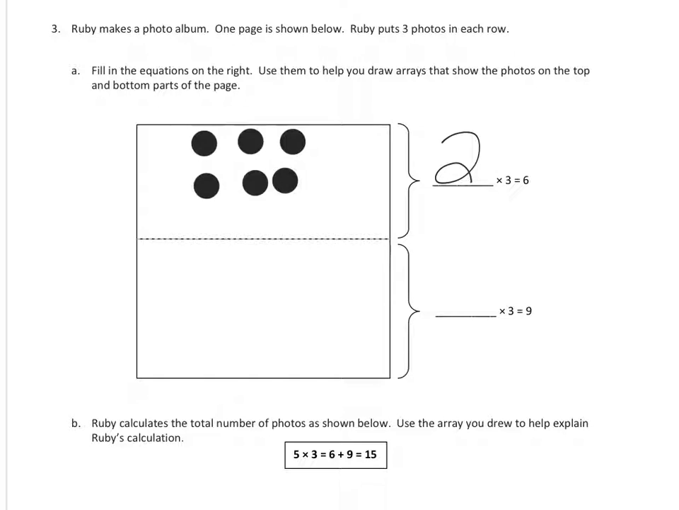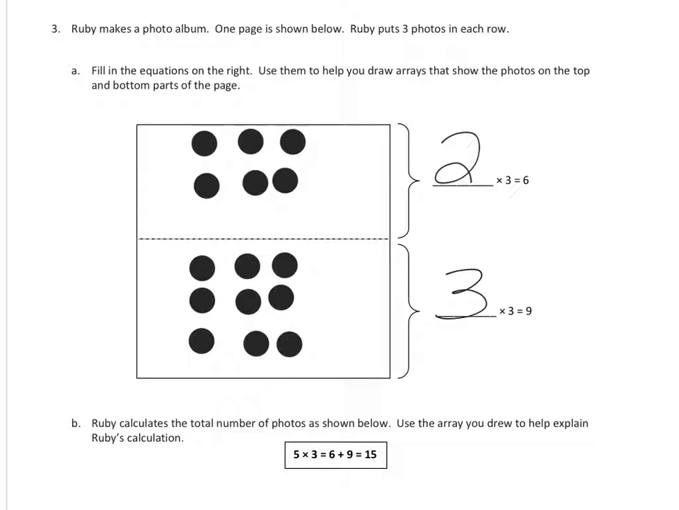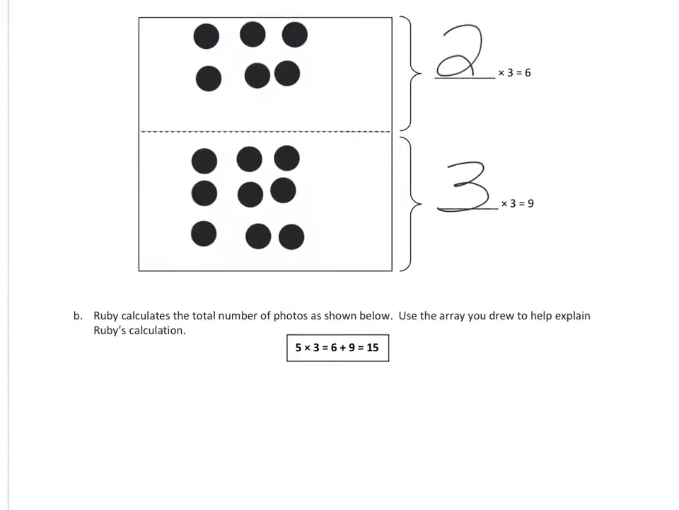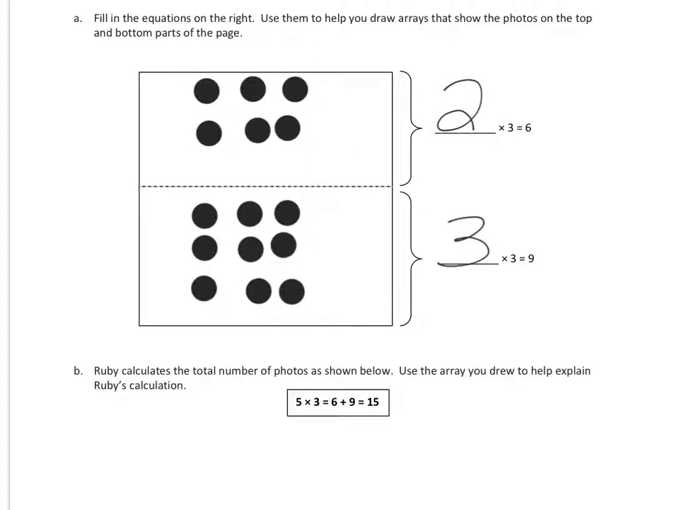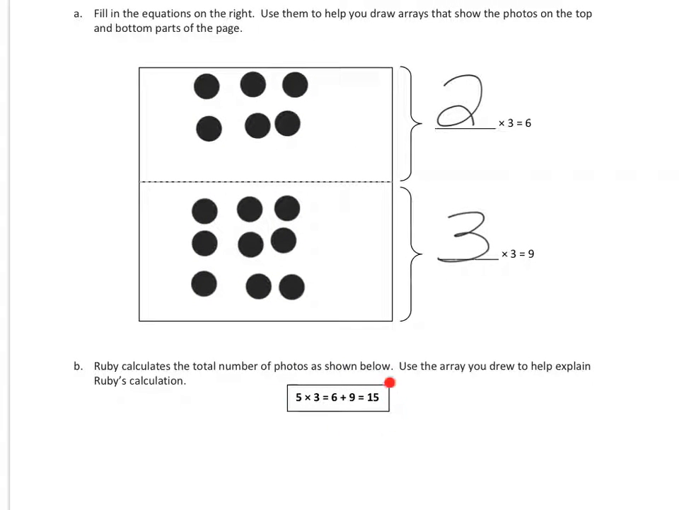We're going to do the same thing for the bottom until we get to 9, because something times 3 equals 9. Drawing rows of 3 until I get to 9. 1, 2, 3, 4, 5, 6, 7, 8, 9. How many rows did I draw? 3. 3 times 3 equals 9. Ruby calculates the total number of photos as shown below. 5 times 3 equals 6 plus 9 equals 15.